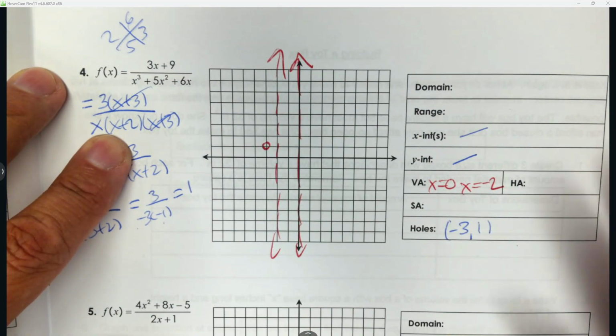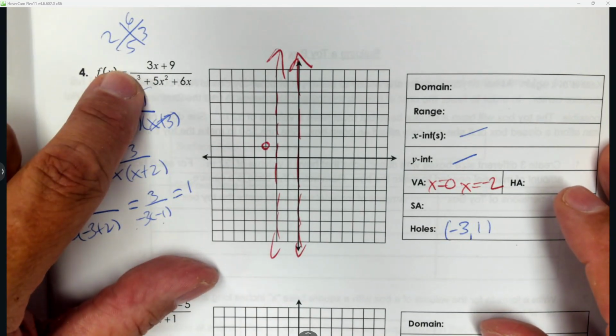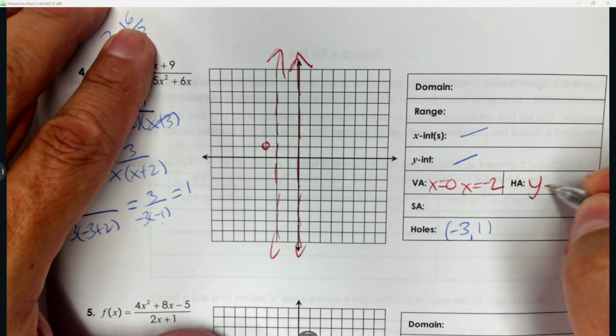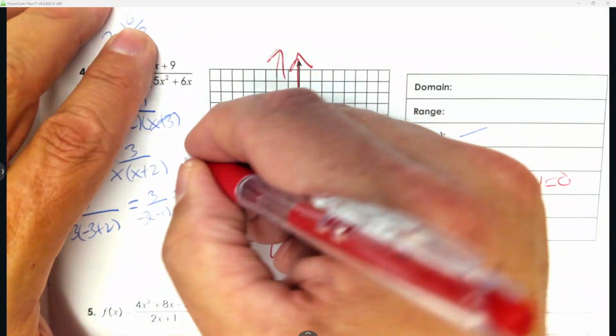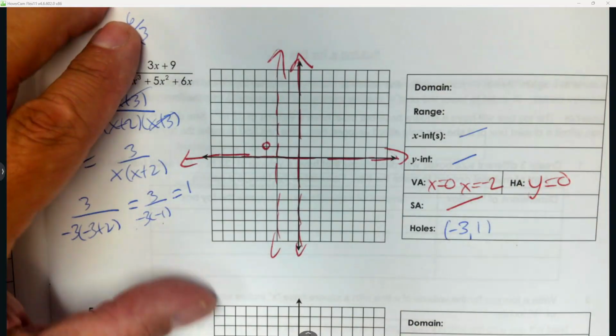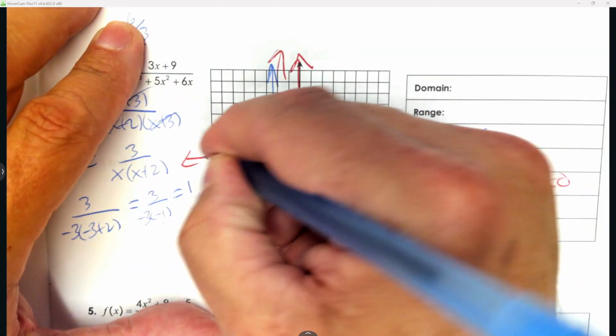We have a horizontal asymptote. I want you to notice the numerator and the denominator. The denominator is more powerful. So then it's always y equals 0. There's no slanted. So at y equals 0, I have another asymptote. So one part of the picture I can do. So using the hole, I can draw this part of the picture.